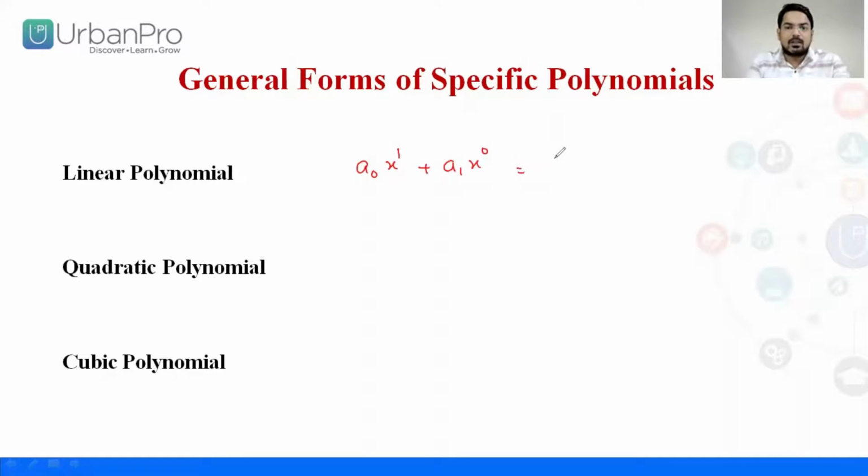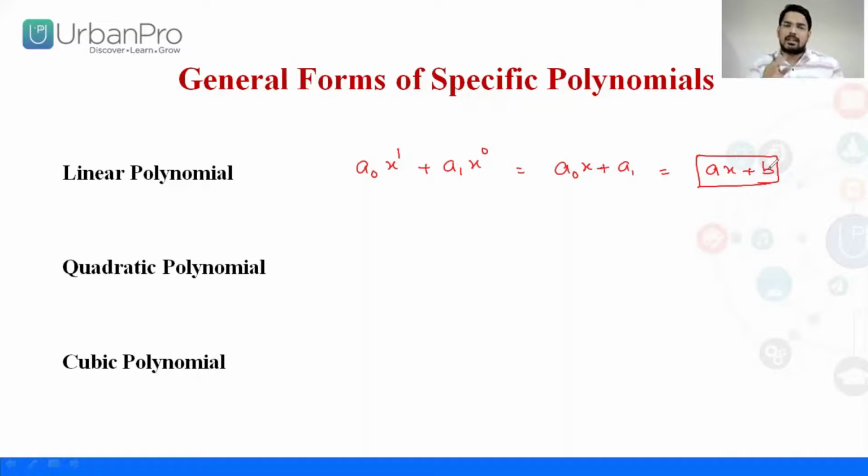Now we can simplify it, and we can write it in a basic form. So I can write x raised to power 0 as 1, and since a0 and a1 are coefficients, I can use a and b instead of a0 and a1. So ax plus b becomes the general form of our linear polynomial. Now looking at ax plus b, you can easily say the degree of the polynomial is 1.